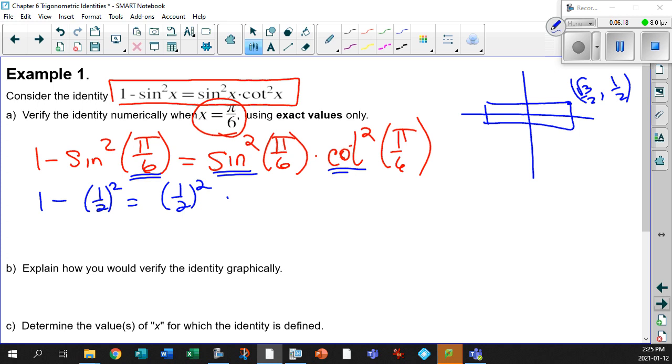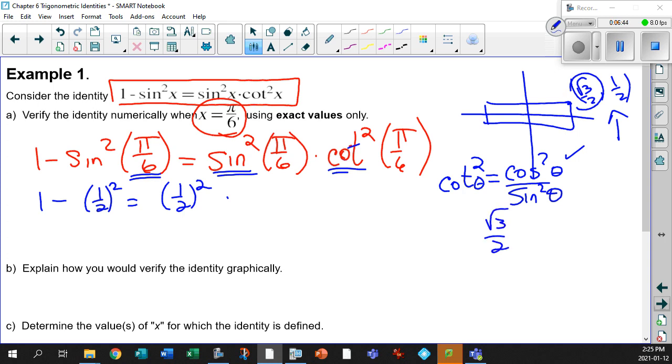There's where the little play on things might come in. Think about this. What is cotangent? Cotangent squared is, if you think about it, the cosine squared over the sine squared. That's why I wrote out this point the way I did, because I wanted to see the cosine. Now think about this. This would then be multiplied by, okay, what's cosine? Cosine is root 3 over 2. We're going to square it. Over the sine squared, which is 1/2, we're going to square it.